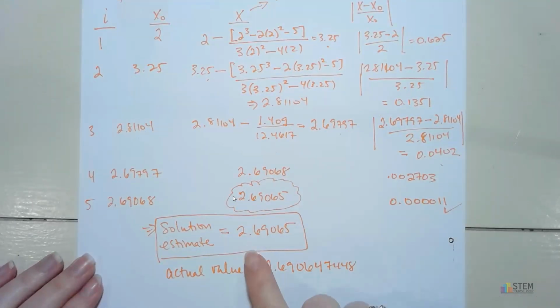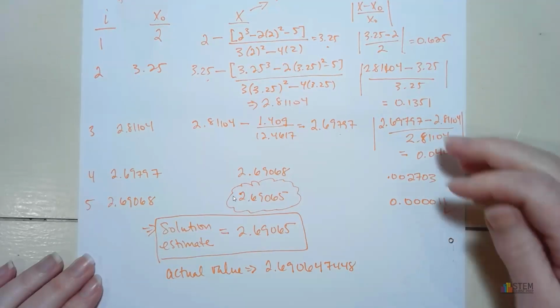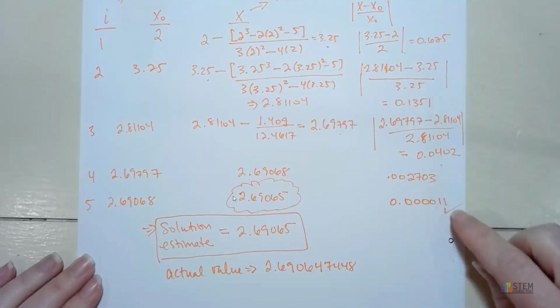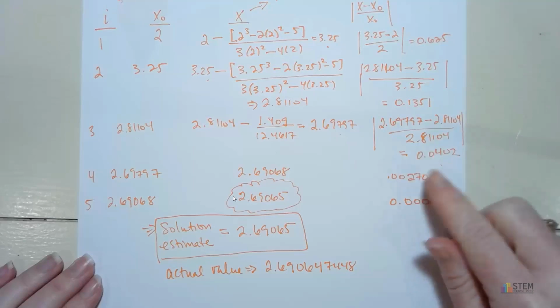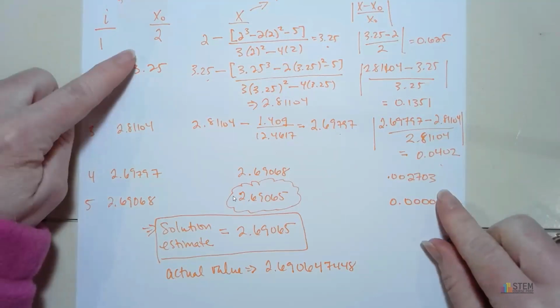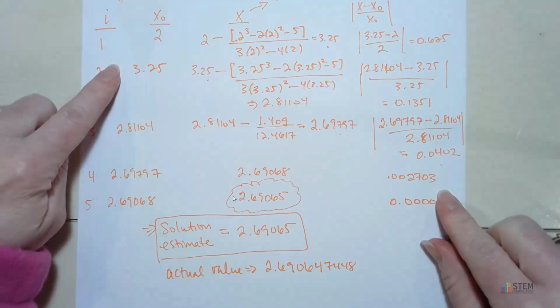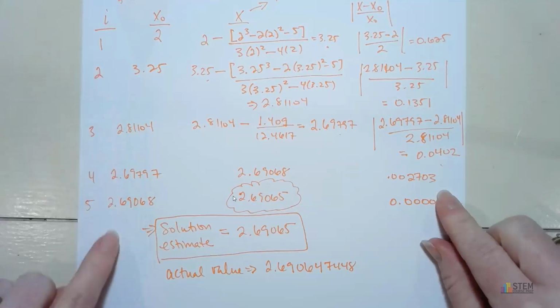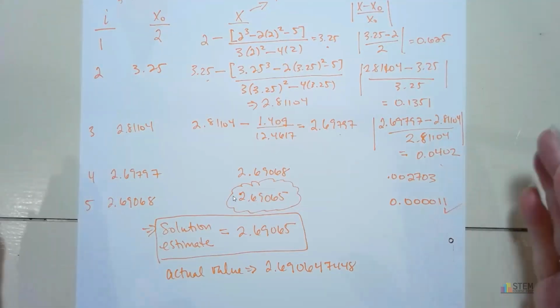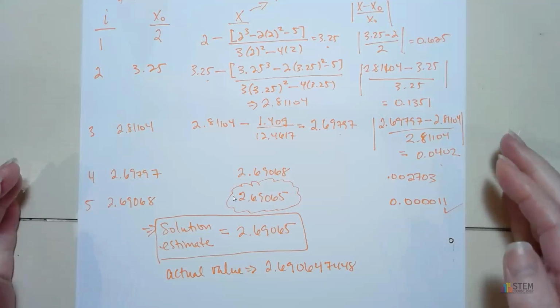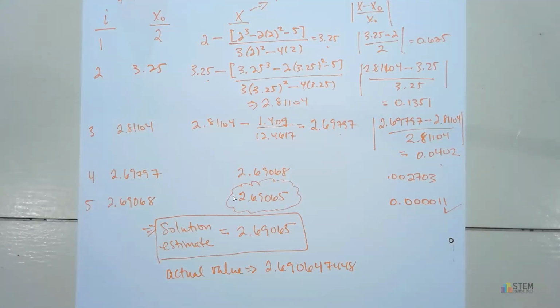Our solution estimate was 2.69065. We went through and did the calculations here, and we kept updating our initial guess. You can see that changing here. It started at 2, then we got 3.25, so on and so forth. Now let's do this exact same problem in MATLAB. I'll show you the code you need to use to set it up, and we'll see if we get the same answer.